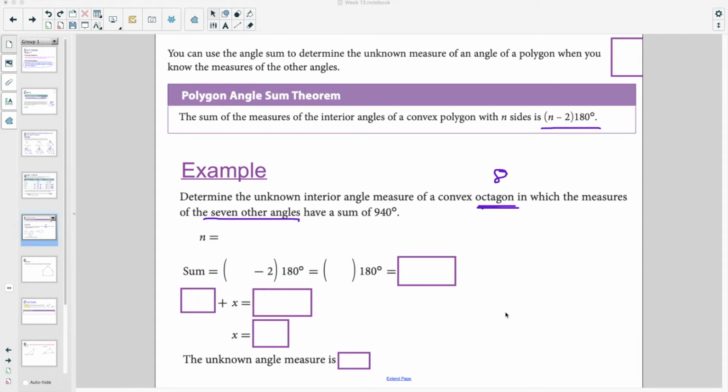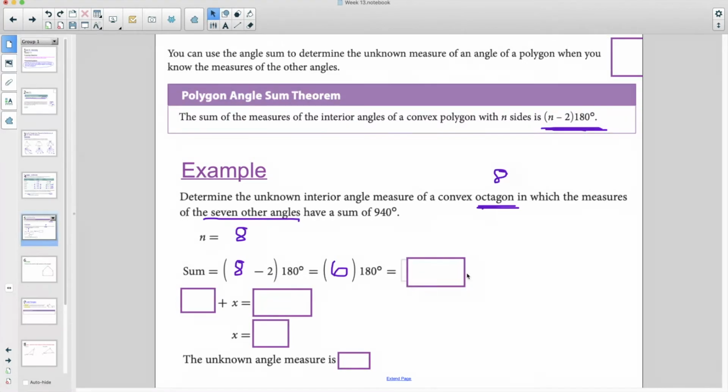Okay, so that means we have 8 total sides. So let's set up using our conjecture here. We have the total sum of those interior angles. Remember, it's our n, so 8 minus 2 times 180, which means we have 6 times 180, and that's going to give us a total of 1080 degrees. So that's for the whole octagon.